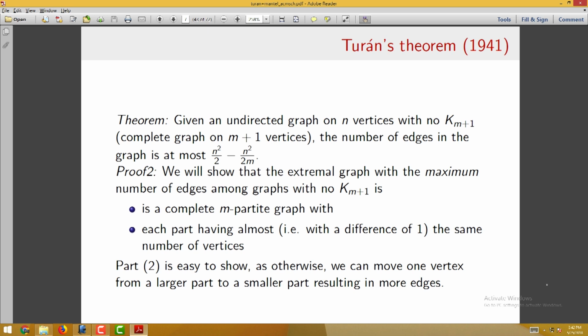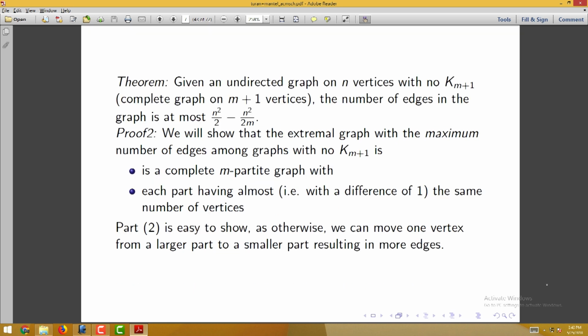So again, I think we argued this for bipartite. If I manage to show that it is a complete multipartite graph, then the maximum number of edges is obtained when the parts are all of equal size. Otherwise, you can move one vertex from a larger part to a smaller one and you will get more edges. So if I show that it is a complete m-partite graph, the maximum number of edges you will get is when they are all of the same size and the bound will follow. So we will focus on proving the first part.